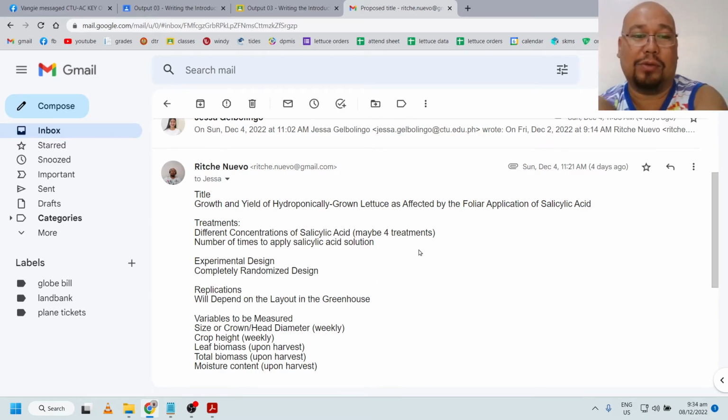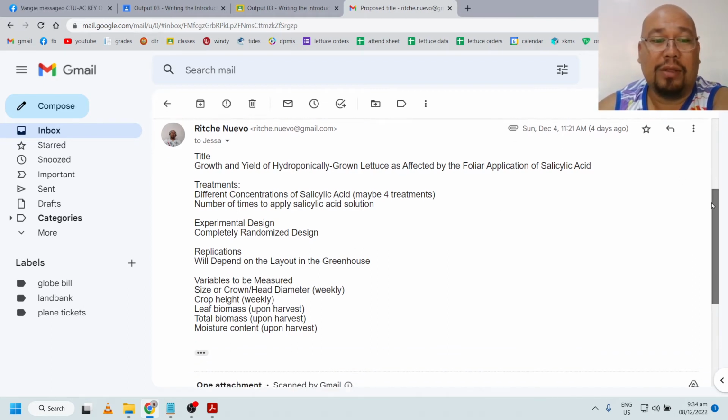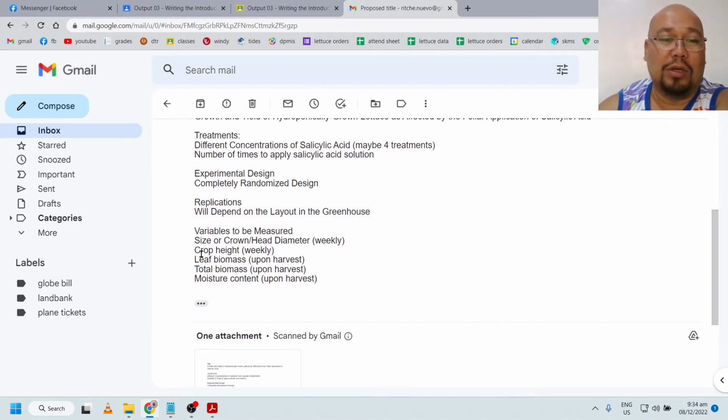Para na natin idea sa ibuhaton na to. Experimental design is CRD, variables to be measured. Ari na nato ibalighot ang ato ang objectives. Now, unsa may atong i-measure? These are the variables that we want to measure, no? Size or crown or head diameter.